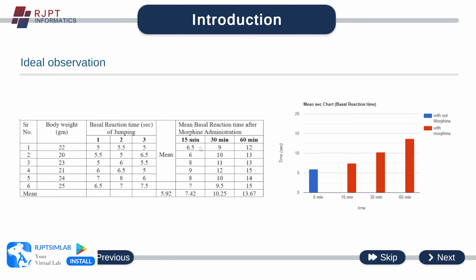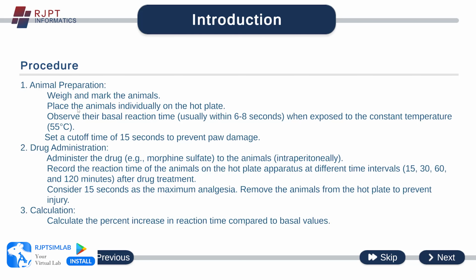We will record the response at time intervals of 15 minutes, 30 minutes, and 60 minutes, and we have to write the mean value here. For each time interval, we perform it 3 times so that a mean value can be written over here. And this is the bar chart, which is drawn according to the observation table. So now let us see the procedure part.